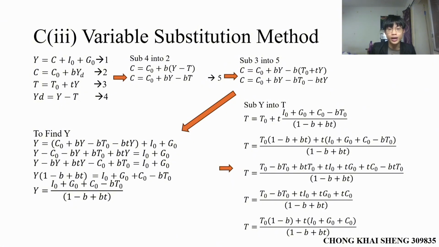By having y, we substitute it into 3, which helps us find t. First step, we make the denominator the same and open the bracket of the numerator so we can find out what t is.